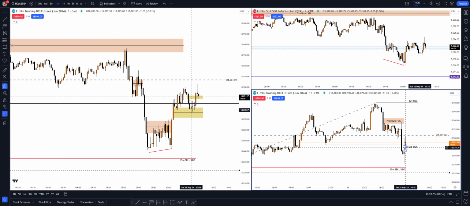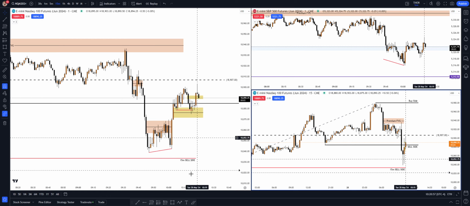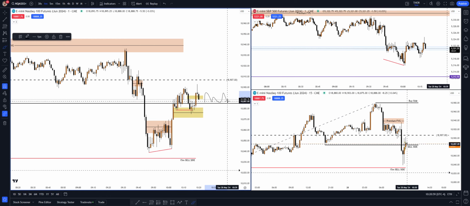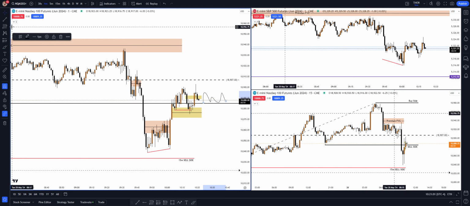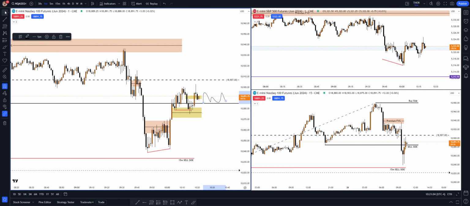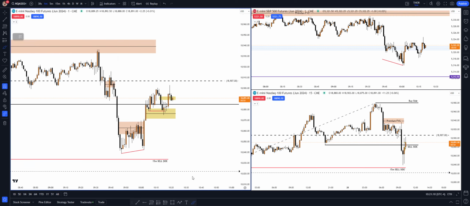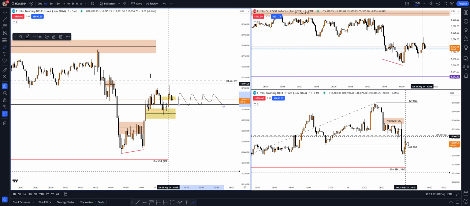So if it closes here in a consolidation until like 10:30, I think we might be looking at a new order block on the 15-minute. That could be a potential entry in the short. But in that case, it needs to be an accumulation here.